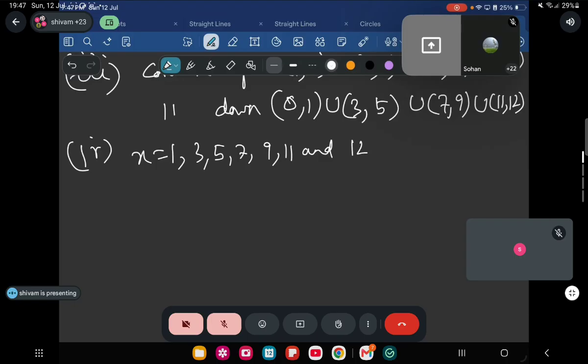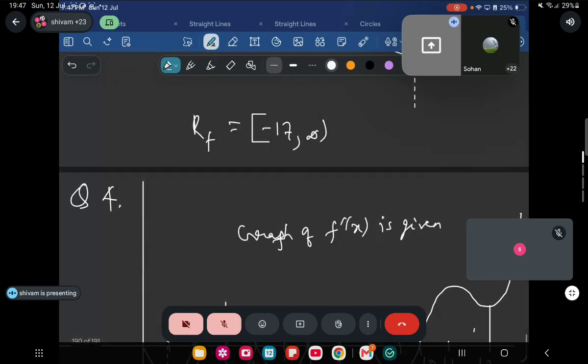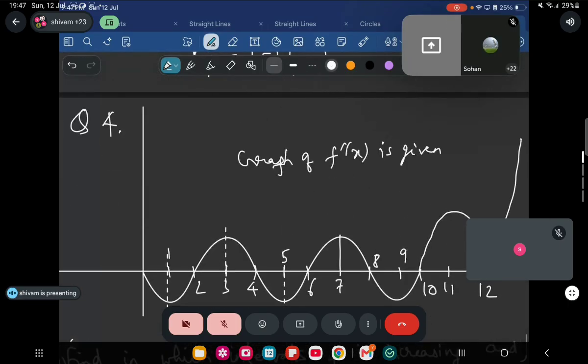Sir, for the concavity to change, the tangent has to be 0 at least at one point. Yes, we are talking about f dash x.